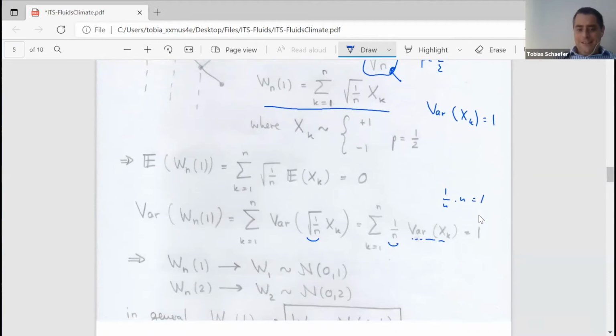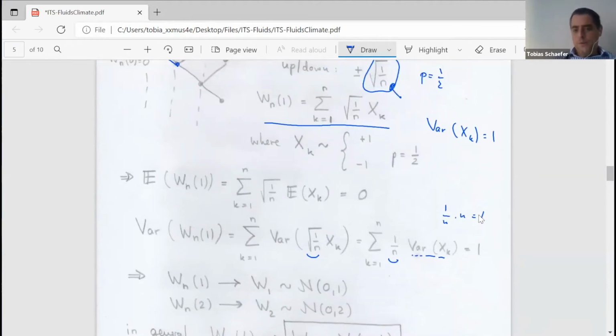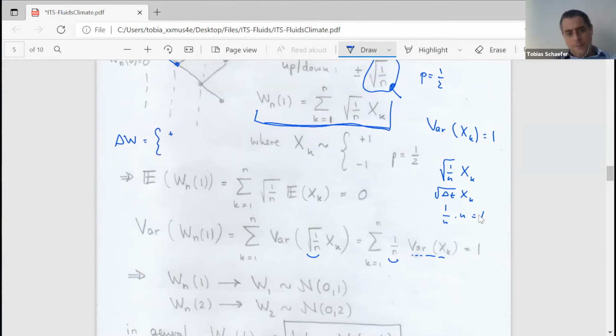And this has funny consequences. If you think about what happens in this formula for Wn at 1, you always add up what we also call a Brownian increment. And this 1 over n is nothing else but the square root of delta t. So in other words, what we add up is plus or minus square root of delta t, with probability a half.